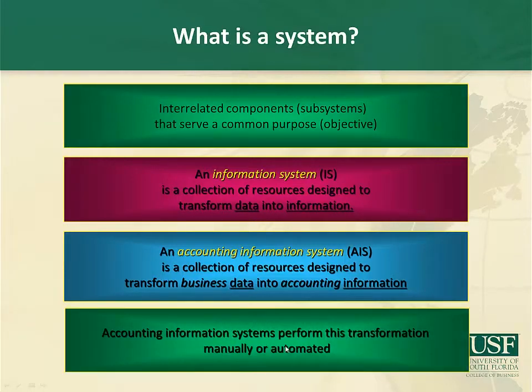An accounting information system performs this transformation either manually or automated. That is, the accounting information system can be implemented either paper and pencil or computerized or some combination of the two.